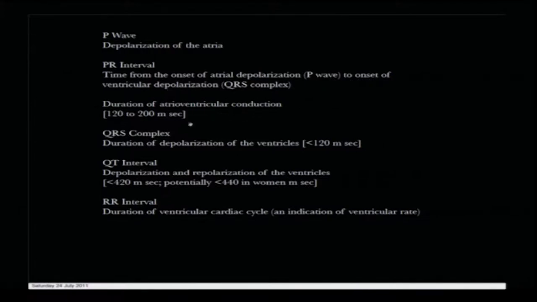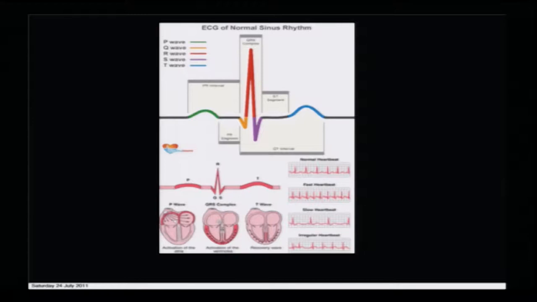Duration of the AV conduction is 120 to 200 milliseconds. So, if anything changes here, it means this is the range, then there is a problem. Now comes the QRS complex. Duration of the depolarization of the ventricle, or the lower chambers, is less than 120 milliseconds. This is where the QRS complex is.